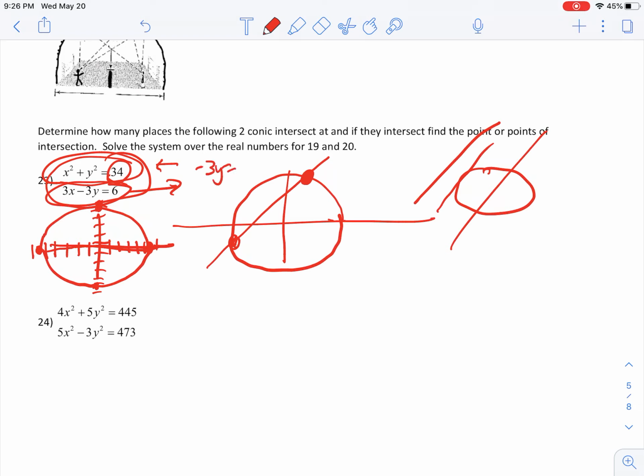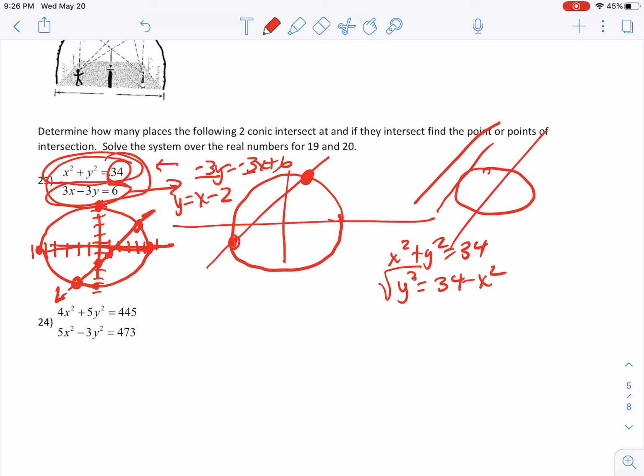And this is a line, -3y equals -3x plus 6. So y divided by -3 is equal to x minus 2. Up 1 over 1. So we have something that looks like this, and you can find these 2 points of intersection. If you were doing it on your calculator, what you'd have to do is solve for y. Y squared is 34 minus x squared, square root. You get plus or minus.